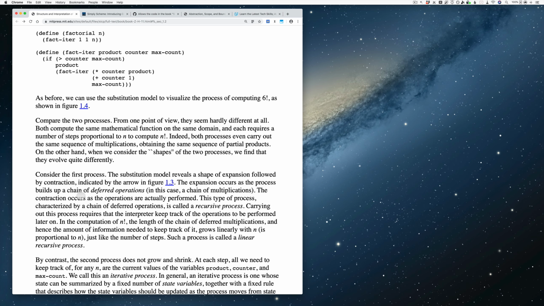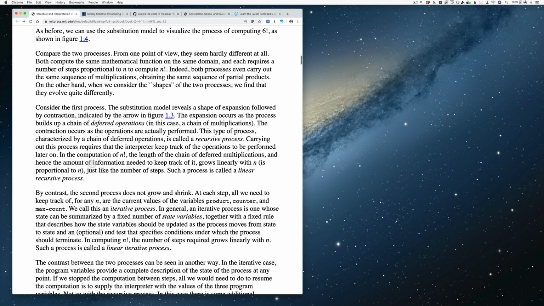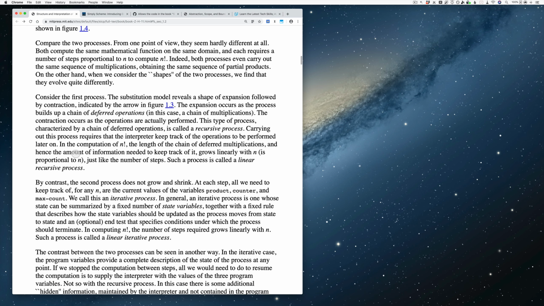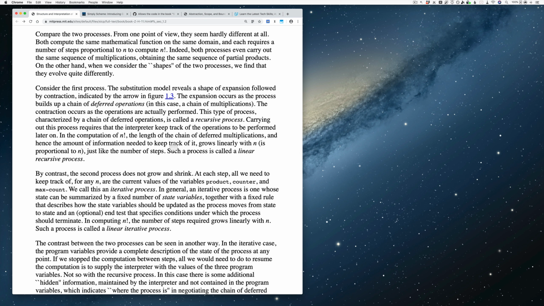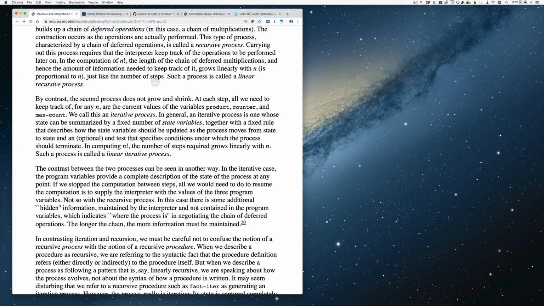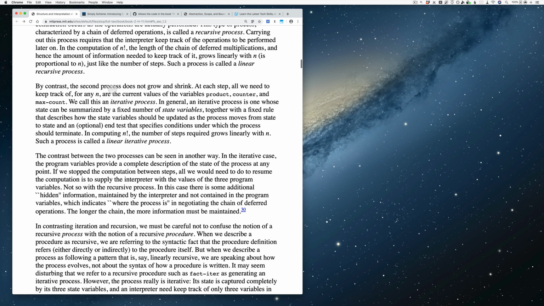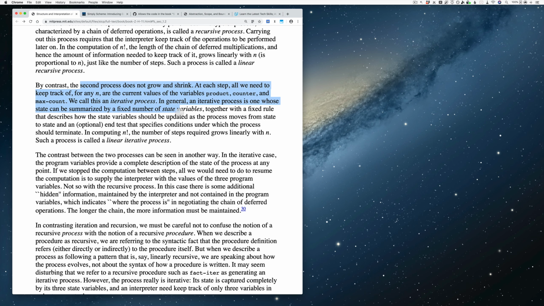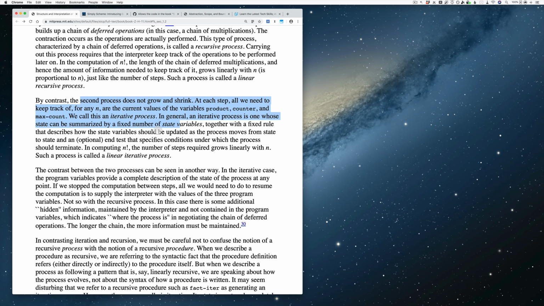And this type of process, characterized by a chain of deferred operations, is called a recursive process. Carrying out this process requires that the interpreter keep track of the operations to be performed later on. The length of the chain of deferred multiplications, and hence the amount of information needed to keep track of it, grows linearly with n. Such a process is called a linear recursive process. By contrast, the second process does not grow and shrink at each step. All we need to keep track of for any n are the current values of the variables product, counter, and max count. We call this an iterative process.